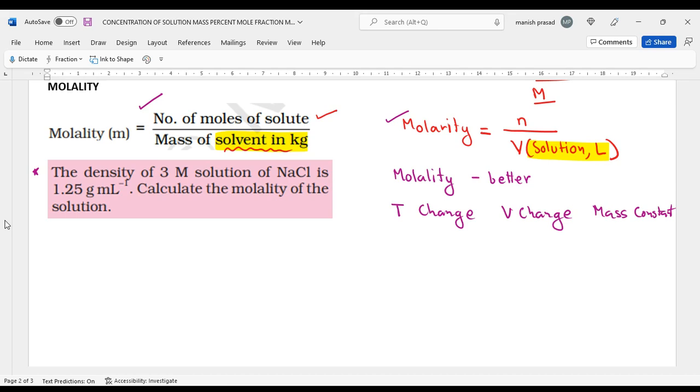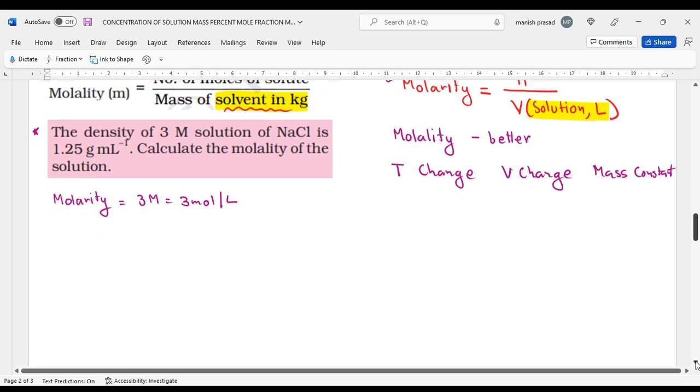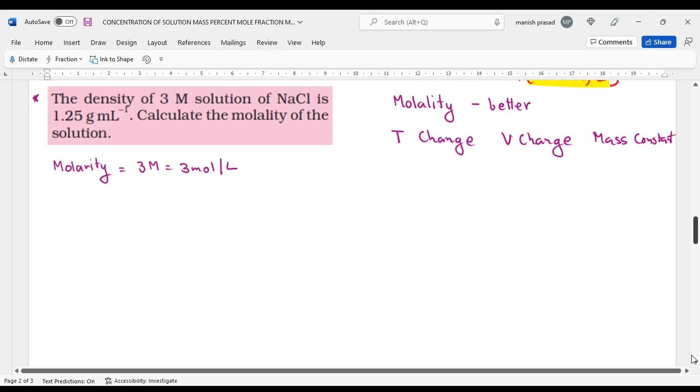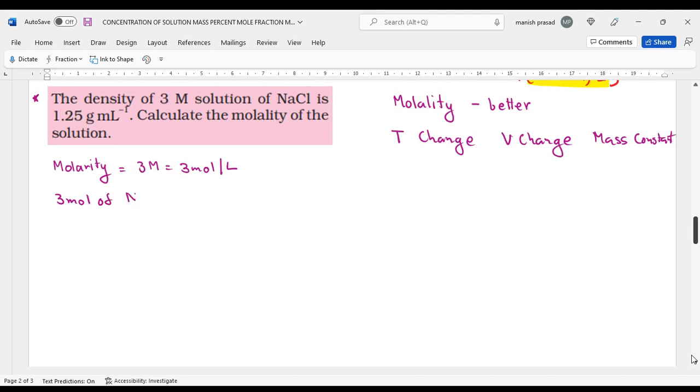Ab sabse pehle given kya hai? We are given the molarity. Capital M diya hai, to iska matlab molarity given hai. 3 molar ka matlab hota hai 3 moles per liter. Kis cheez ka moles hai bhai? NaCl ka. So 3 moles of NaCl is present in 1 liter.